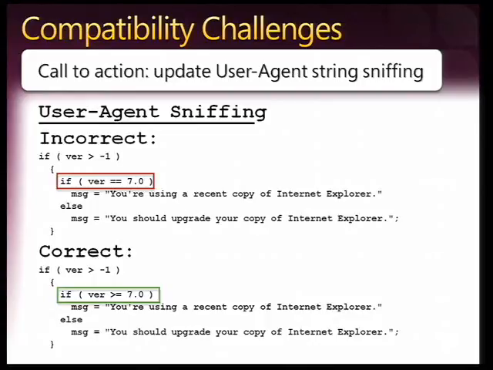And so if you're doing user agent sniffing, obviously in the first example when you're doing some type of exact comparison, 8 does not equal 7, and so you might not get the correct content. So it's better to use the greater than or equal to piece.